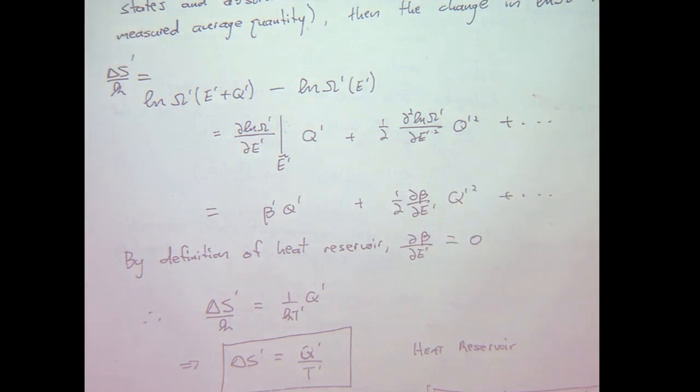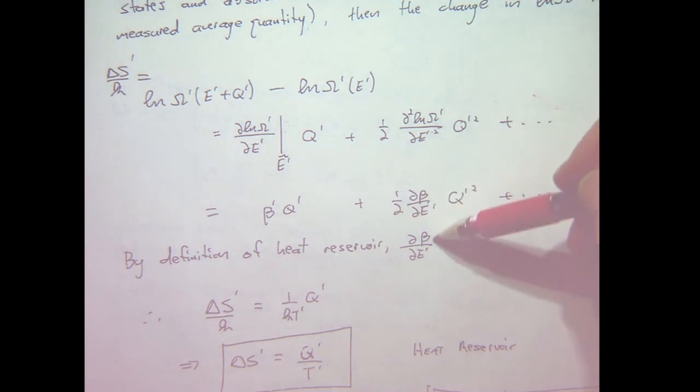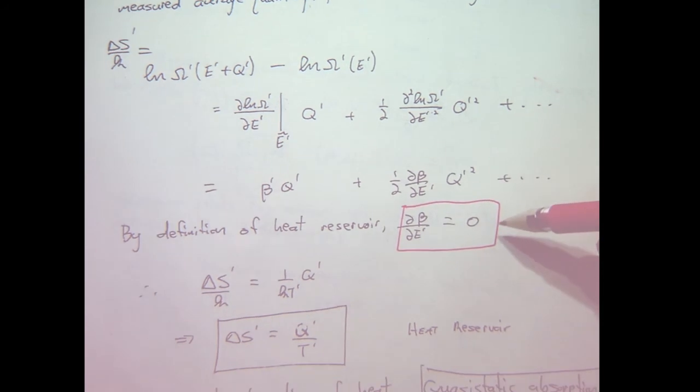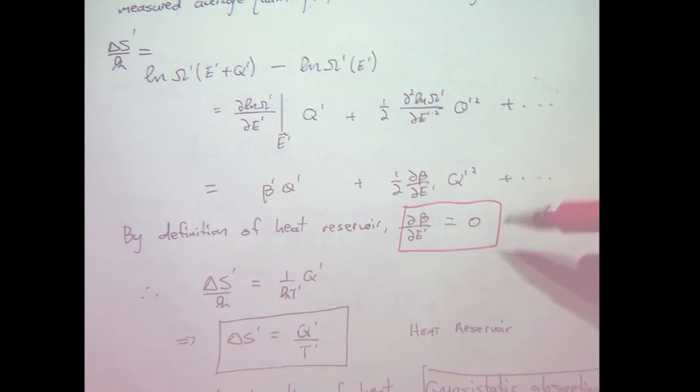But what does it mean to be a heat reservoir? To be a heat reservoir means it's so big, it has such a large heat capacity, that when your sample in the laboratory puts whatever amount of heat into it, its temperature doesn't change at all. So that's saying that d beta by dE prime equals 0. This is basically the definition of a heat reservoir.